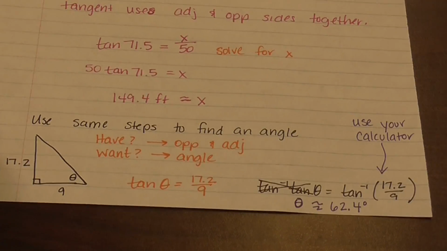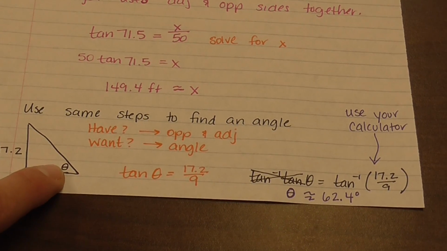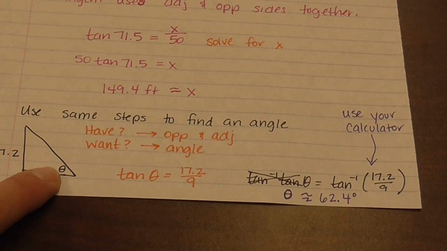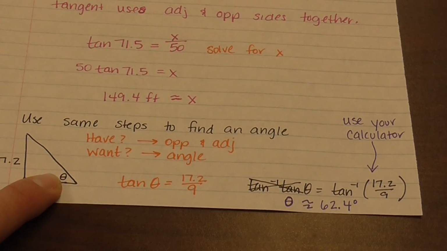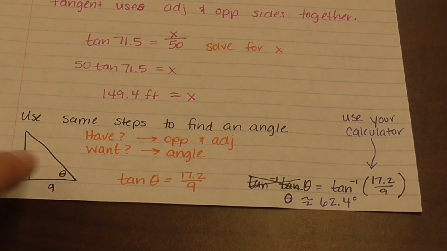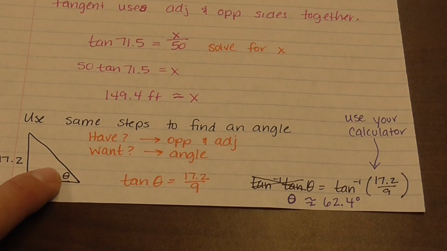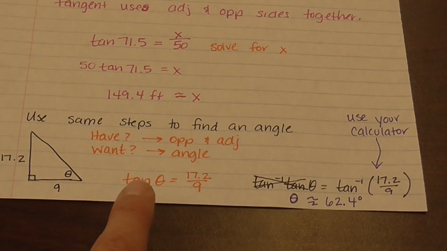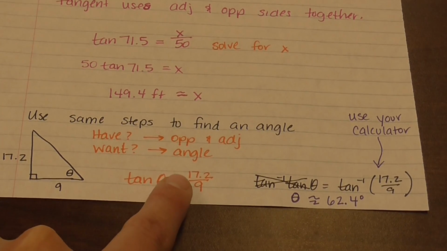Use the same steps to find the angle. What do I have and what do I want? So I'm given two sides, but I'm missing the angle. And that little symbol, which looks like a 0 with a line through the middle, is the Greek letter theta. And theta is like the x for angles. Whatever the missing angle is, we use theta instead. So I'm given my opposite and my adjacent, but I'm looking for my angle. So I plug in what I can. Tangent of theta equals 17.2 divided by 9.